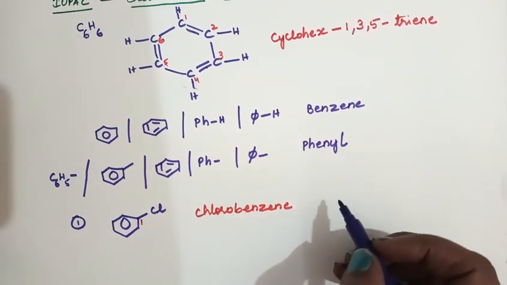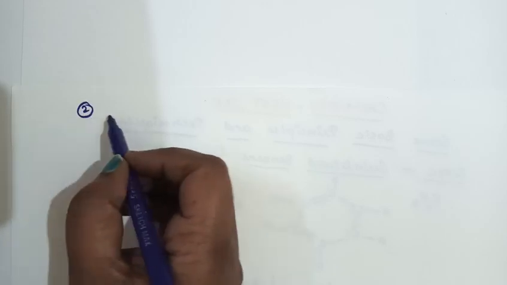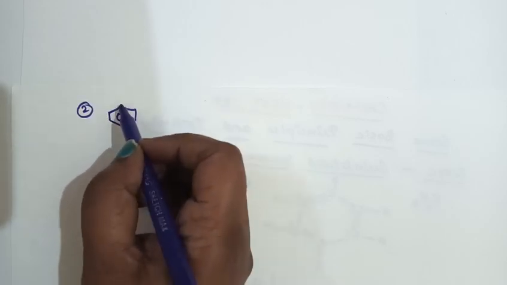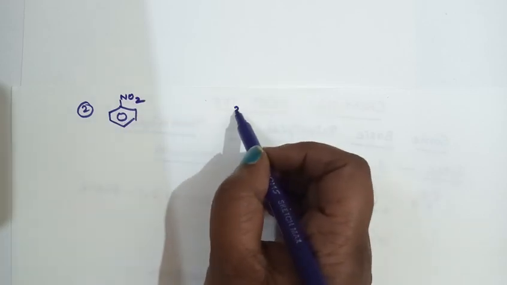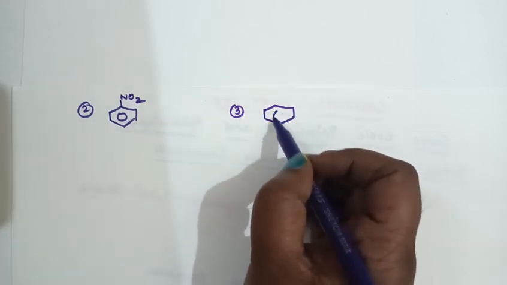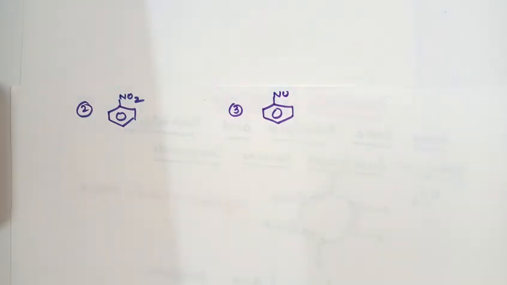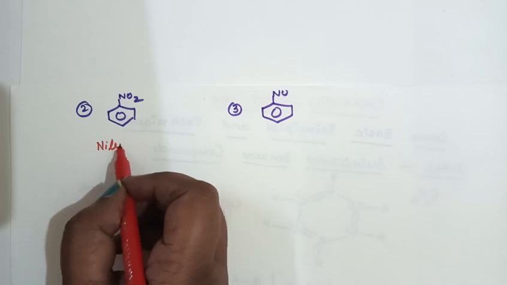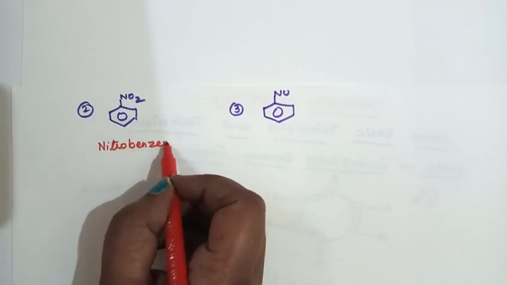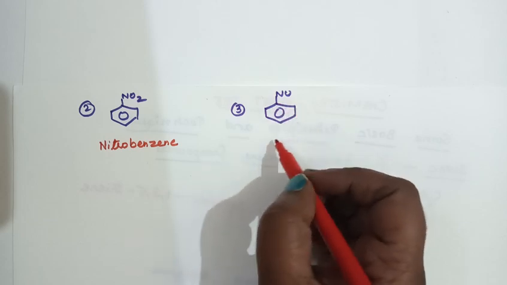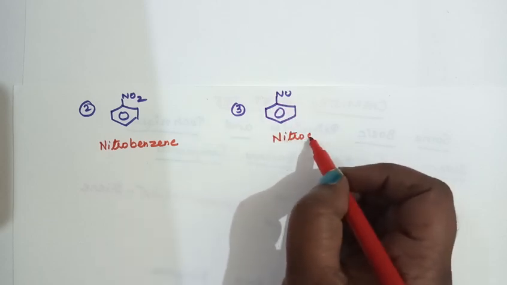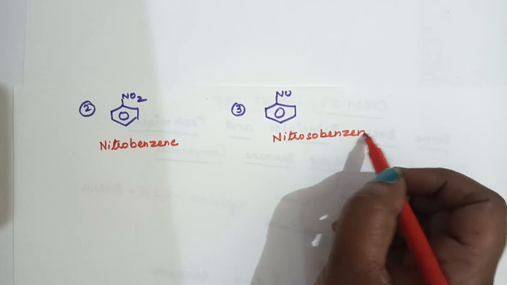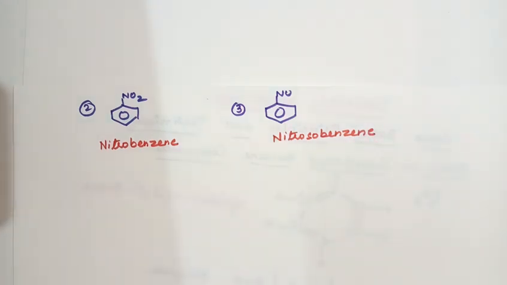So let us take one more example. So here second example is NO2. One more example we will take, NO. So now how to name this? This is nitro group. So you will be writing this as nitrobenzene and NO is nitroso. So this will be nitrosobenzene. So is that clear? So now we will take one more example.